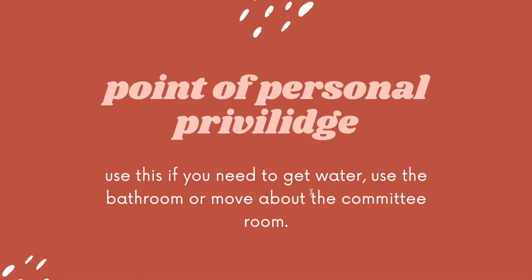Now, all this being said, let's go into the first point of parliamentary procedure, which is a point of personal privilege. You would simply raise your placard that has your name on it and say, point of personal privilege. And most often, this point of personal privilege will be granted. You use this if you need to get water, use the bathroom, or just move about the committee room.